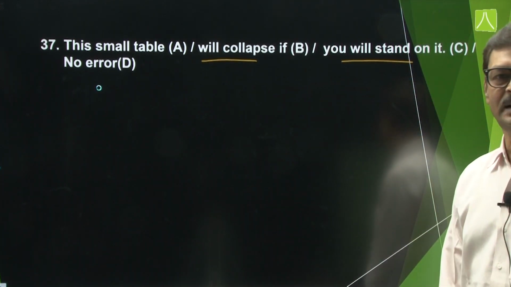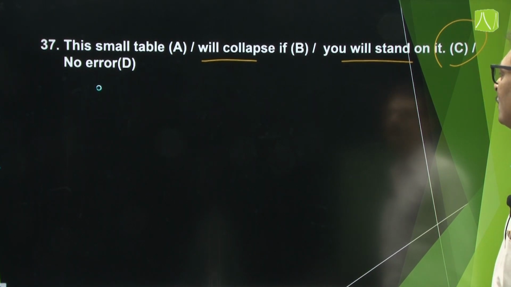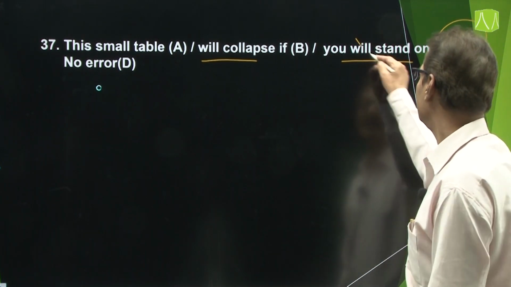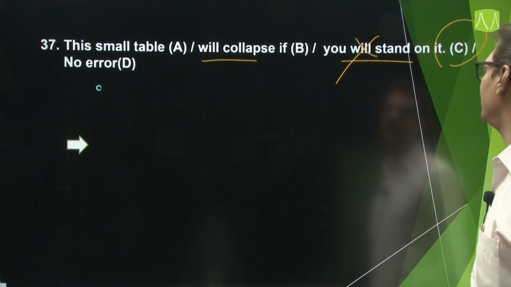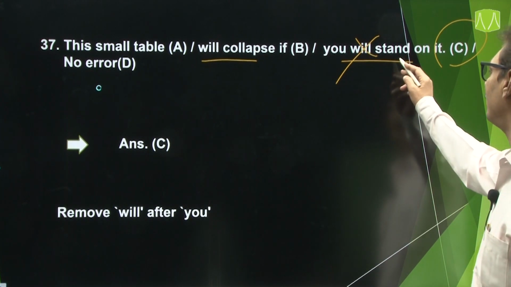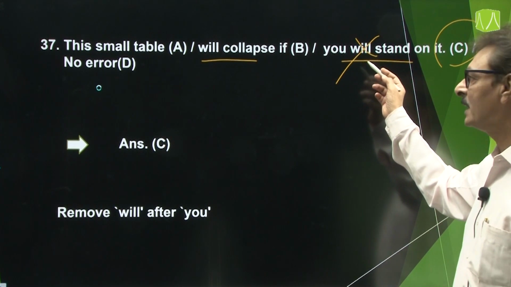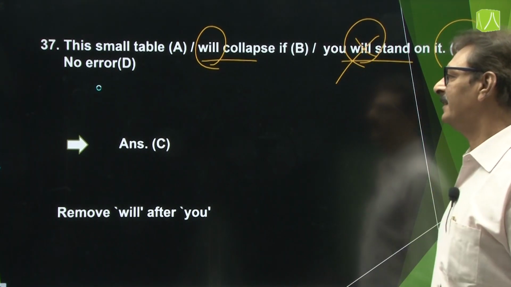The error कहाँ पर है? The error is in part C. The new table will collapse if you will stand is incorrect. Two future clauses cannot be there. If you stand on it, this is the correct answer. And यहाँ पे क्या है? Remove will after you. This second will cannot be there.